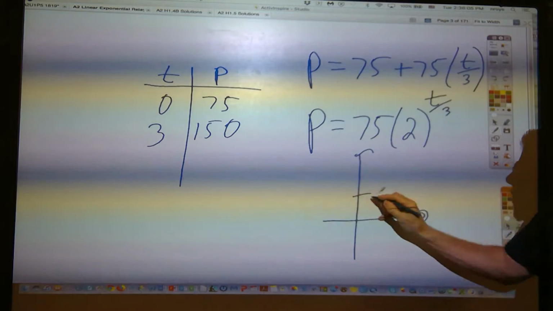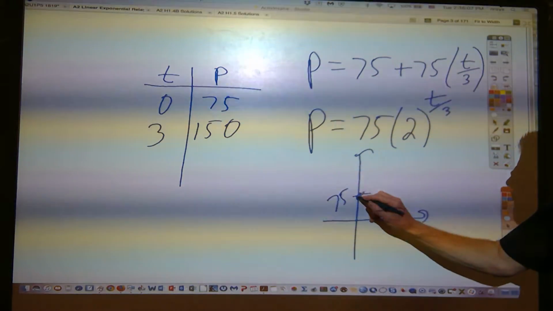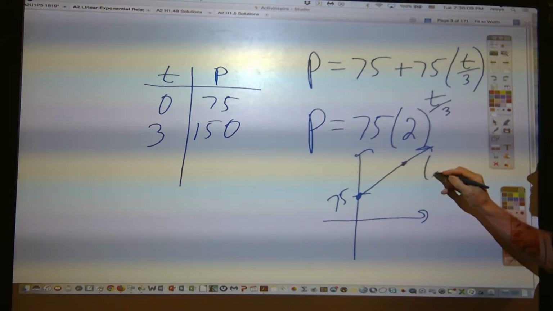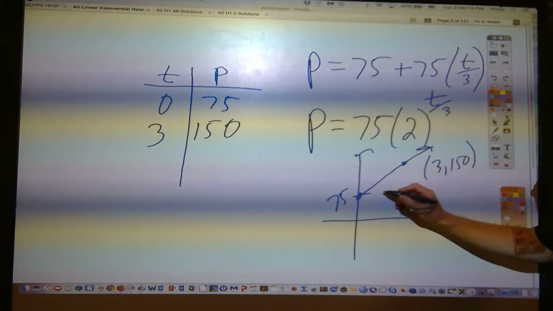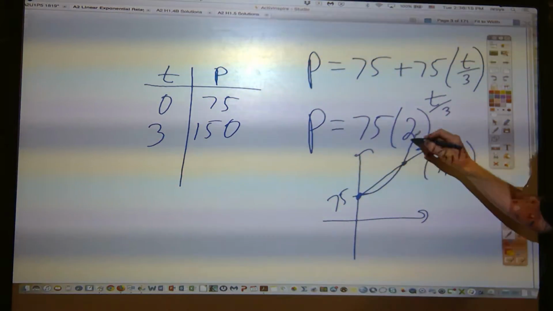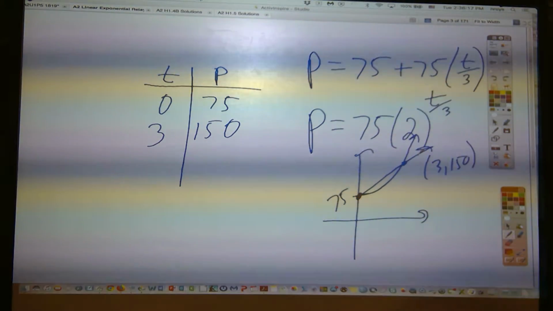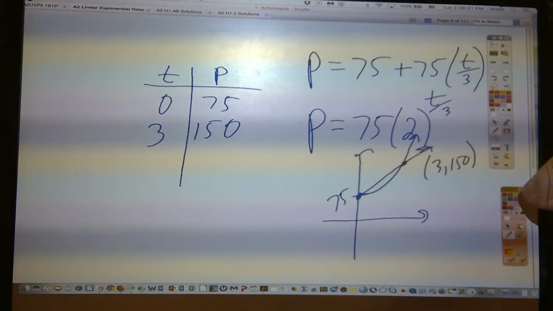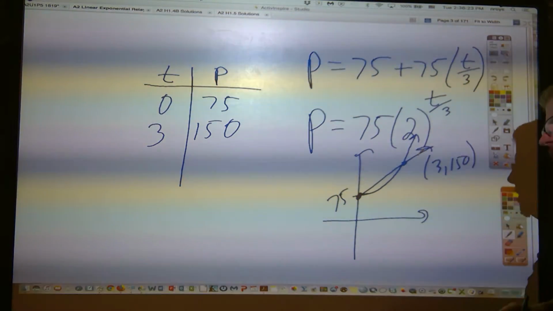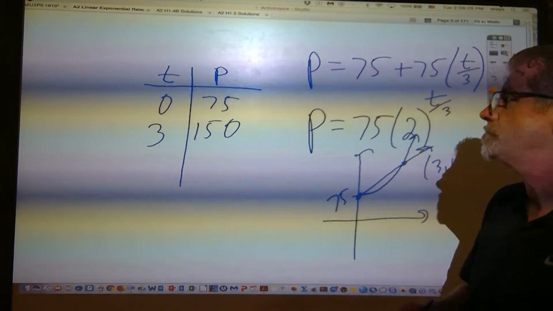Graphically, they both have an intercept. These both start at the same place. And they both contain the point 3, 150. Just that one is a linear function, the other is an exponential function. So exponential starts out behind linear, but then it catches up and surpasses, goes super fast.